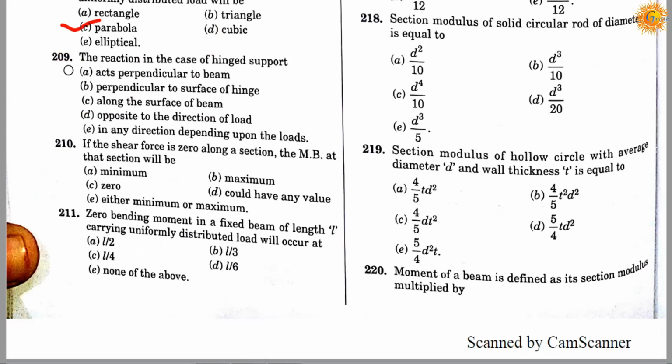Question number 209. The reaction in the case of hinged support: option A, acts perpendicular to beam, option B, perpendicular to surface of hinge, option C, along the surface of beam, and option D, opposite to the direction of load, and option E, in any direction depending upon the loads. So correct answer is E, it will be in any direction depending upon the loads.